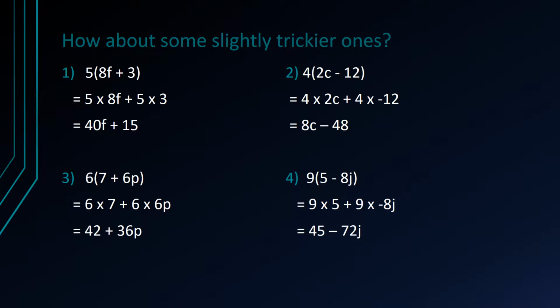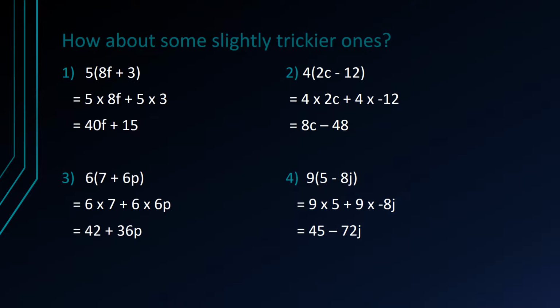Alright, so how about some slightly trickier ones then? So what if we've got 5 and in brackets 8f plus 3? So we multiply 5 by 8f and then add 5 times 3. So 5 times 8f gives us 40f, and then we add 15. In the second one, 4, and in brackets 2c minus 12, 4 times 2c plus 4 times minus 12. And 4 times 2c gives us 8c, and then 4 times negative 12 gives us negative 48. So we end up with 8c minus 48.